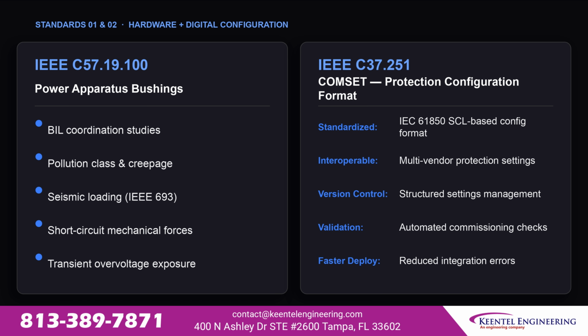IEEE C37.251, ComSet solves the digital configuration problem. Before this standard, every relay vendor used proprietary settings formats, making multi-vendor integration slow and error-prone. ComSet defines a standardized IEC 61850 SCL-based format for protection configuration data. The result: interoperability across vendors, structured version control, automated commissioning validation, and fewer integration errors at energization.